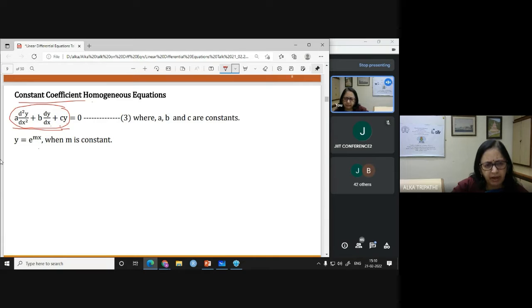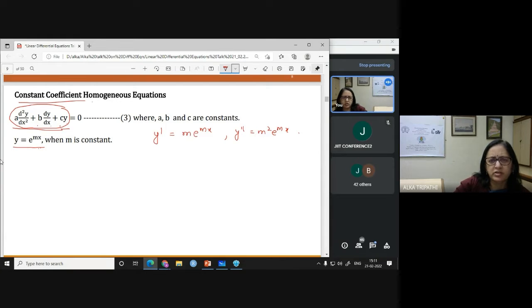e to the power mx. Say if I am assuming that y equal to e^(mx) is a solution of the equation, that means it should satisfy the equation. So y dash, let me take y equal to e^(mx), is m e^(mx). Similarly, y double dash, if I consider, is m square e^(mx). I know most of you already know all these things, because yesterday I was hearing about auxiliary equations so many times. But still, let us revise it.